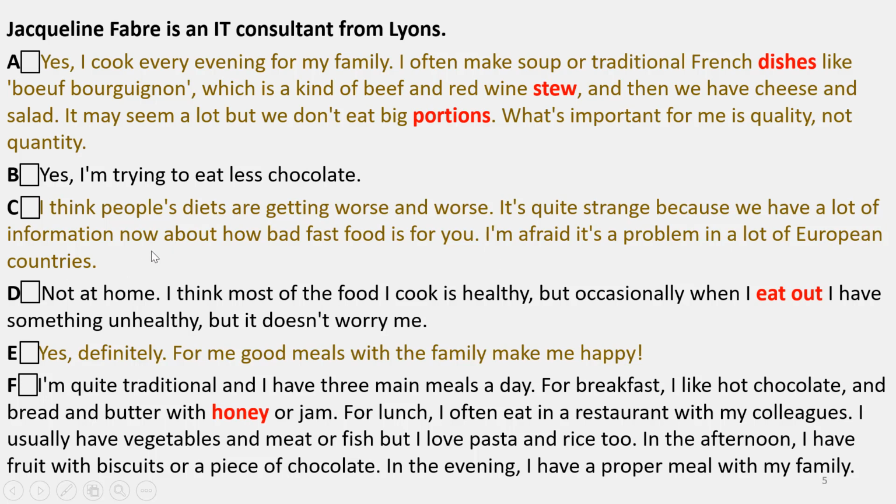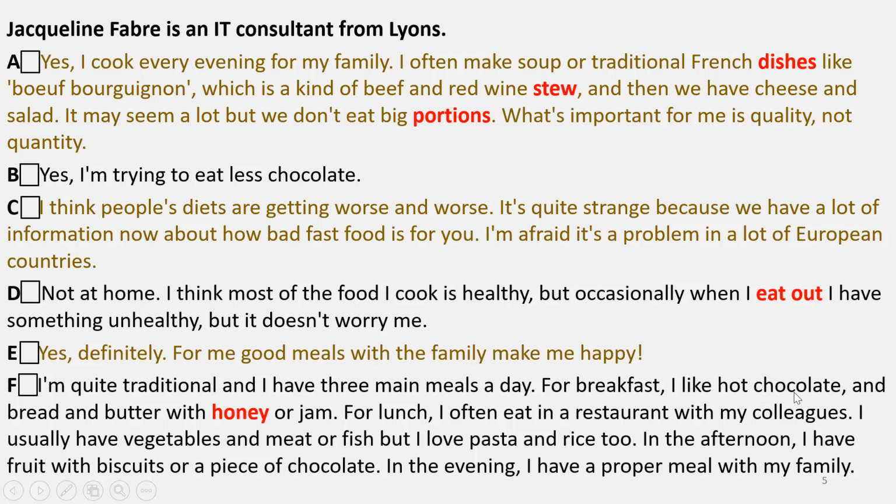And for D, not at home, I think most of the food I cook is healthy, but occasionally when I eat out, I have something unhealthy, but it doesn't worry me. And for E, Jacqueline answered, yes, definitely for me, good meals with the families make me happy. And for the answer F, I'm quite traditional and I have 3 main meals a day.